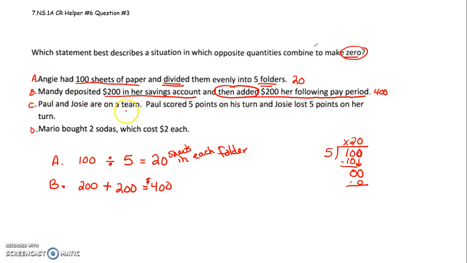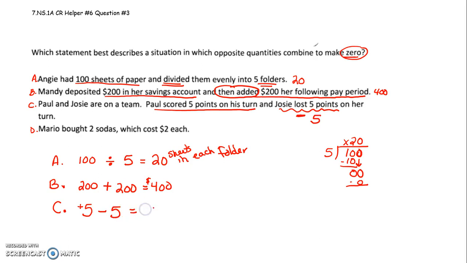Paul and Josie are on a team. Paul scored 5 points on his turn. Excellent. Josie lost 5 points on her turn. Maybe they're playing a card game or something. I have no idea, but they're teammates. Paul scored 5 points. So if he scored 5 points, that gets him positive 5. And Josie lost 5 points. Well, a loss of 5 points would be minus 5.